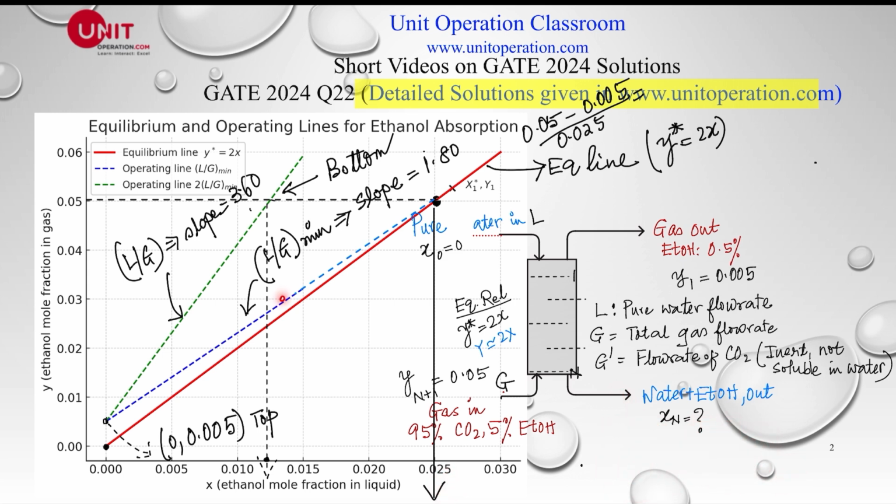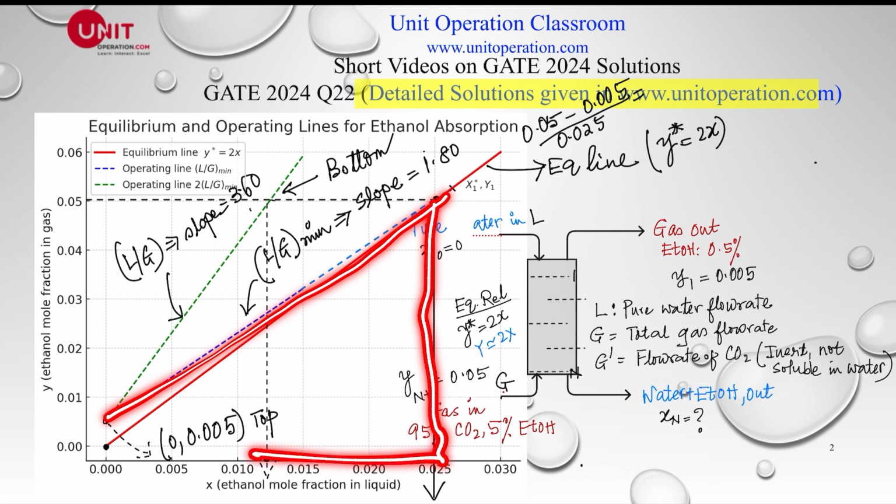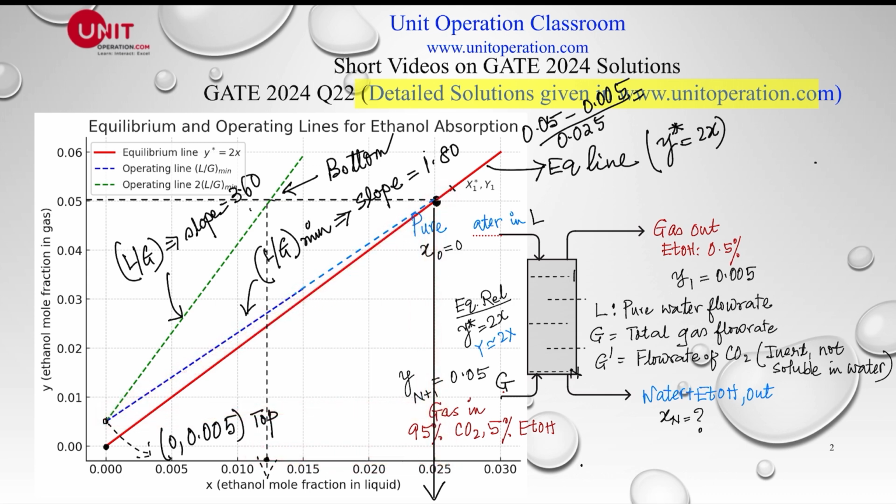So if I find out the slope of this line here, that gives me the L over G minimum slope, because that's the slope of the line. So you can calculate the slope as 0.05, this one right here, minus 0.005, which is this one right here, divided by 0.025, which is this one right here. So that's my slope. That's the way we determine the slope of this line here. And this is the value of the slope, and that gives me a value of 1.80, which is the L over G minimum.